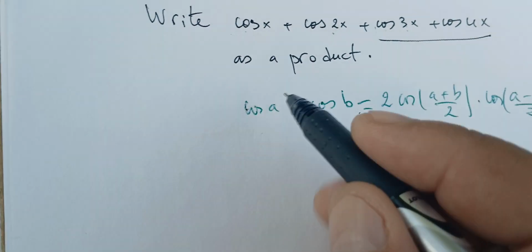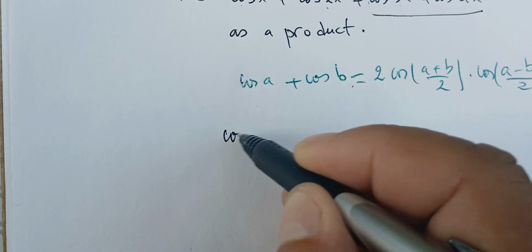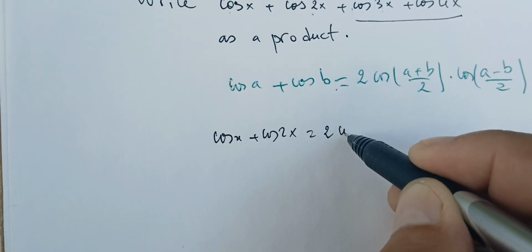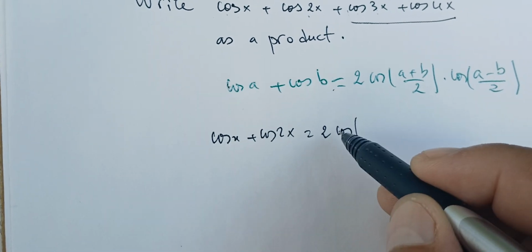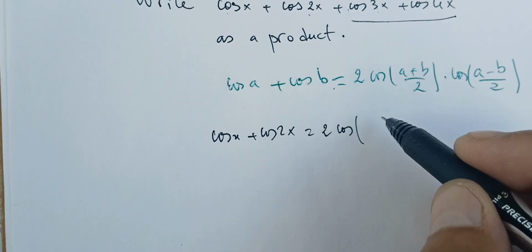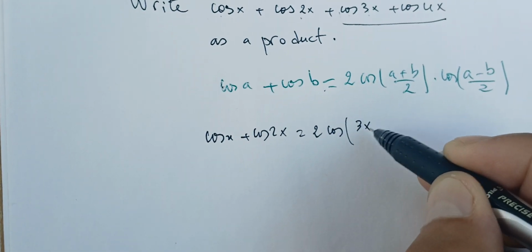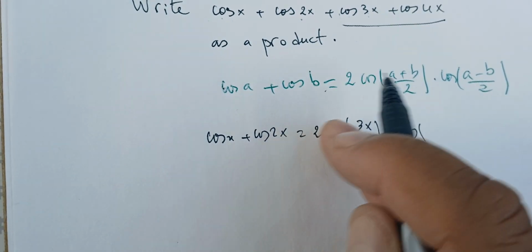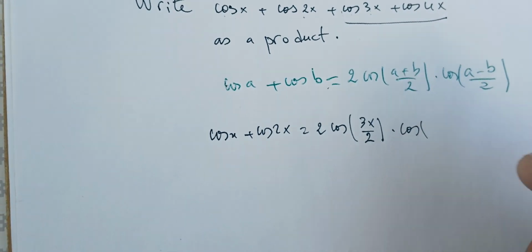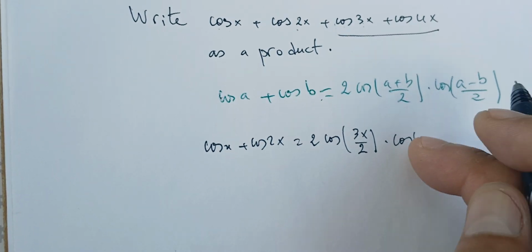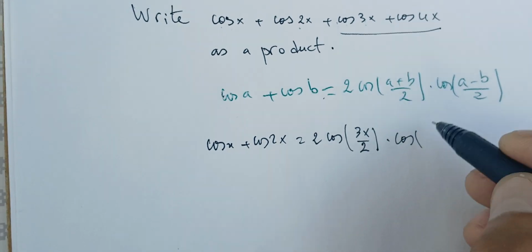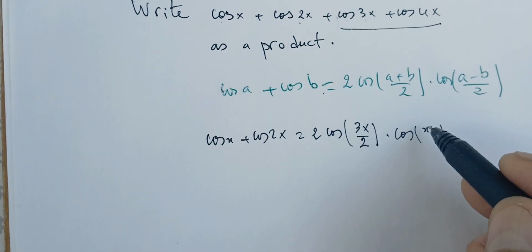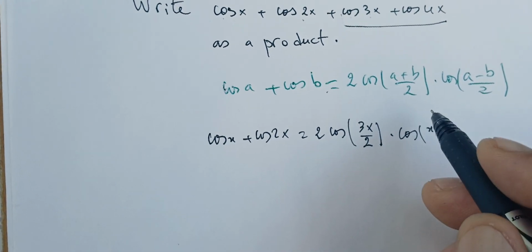Okay, let's see. Here we have cosine of x plus cosine of 2x is gonna be 2 cosine of (x plus 2x) over 2, which is 3x over 2, times the cosine of (x minus 2x), which is minus x, over 2, and the cosine is even, so we can have cosine of x over 2. Remember I didn't put a minus here because the cosine is even.